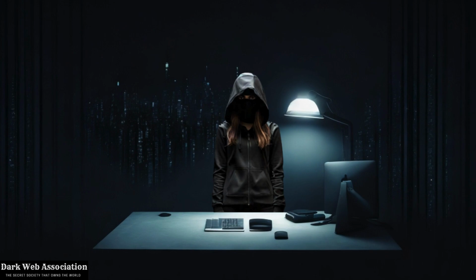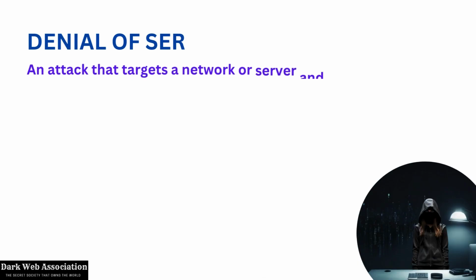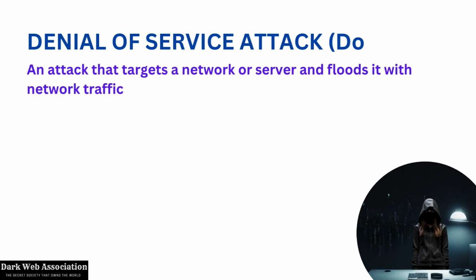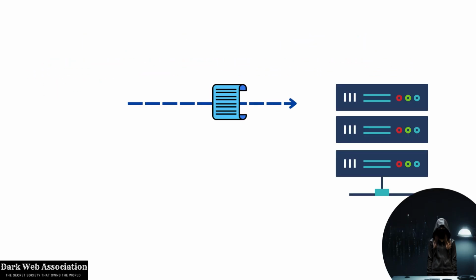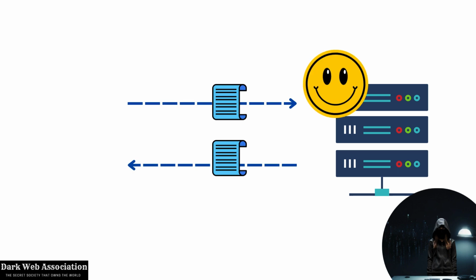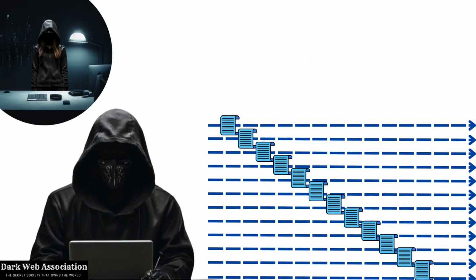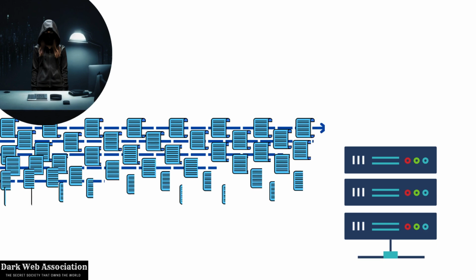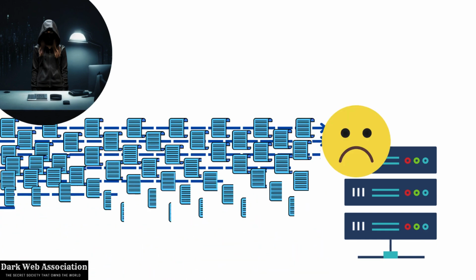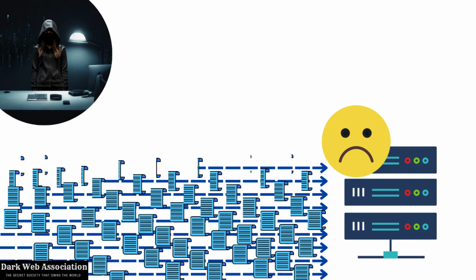Welcome back. In this video, we're going to discuss denial of service attacks. A denial of service attack is an attack that targets a network or server and floods it with network traffic. The objective of a denial of service attack, or a DoS attack, is to disrupt normal business operations by overloading an organization's network. The goal of the attack is to send so much information to a network device that it crashes or is unable to respond to legitimate users.